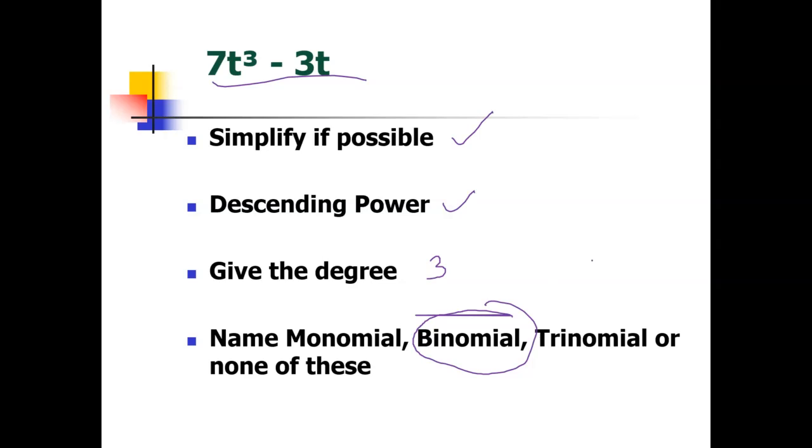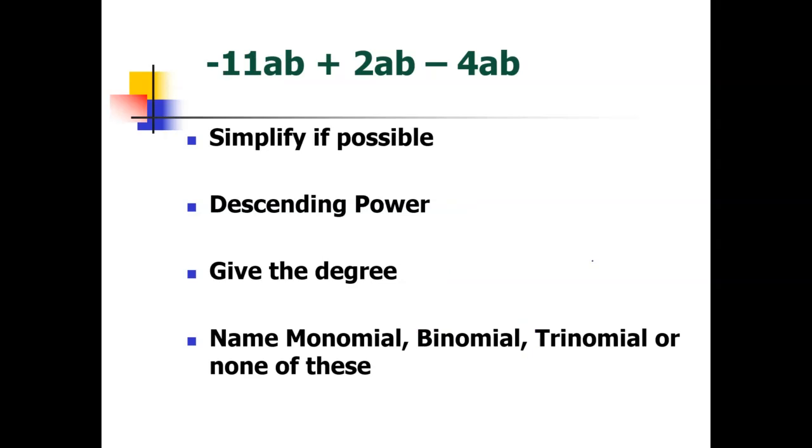Let's try another one. Negative 11ab plus 2ab minus 4ab. In this case, all your variables are the same, and therefore I can combine. The answer will have ab. Negative 11 plus 2 is negative 9. Negative 9 and negative 4 will give you negative 13.